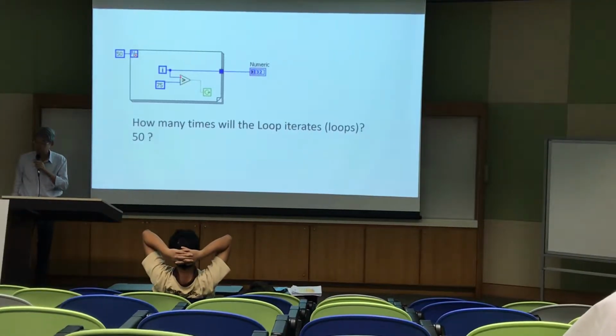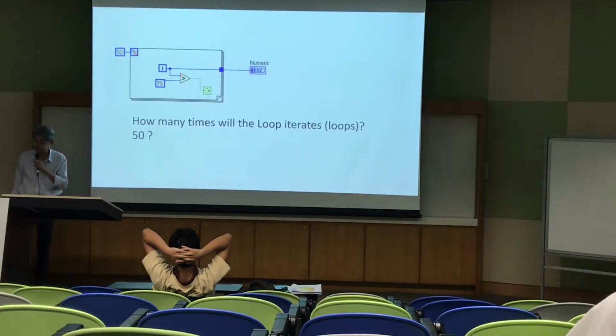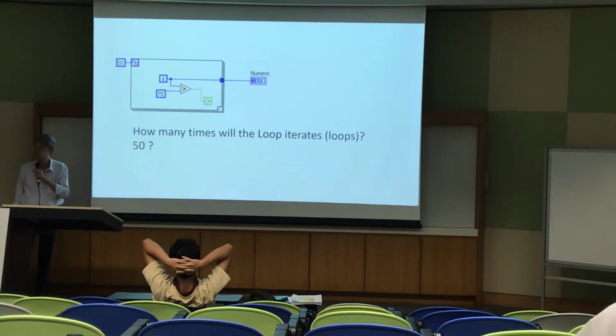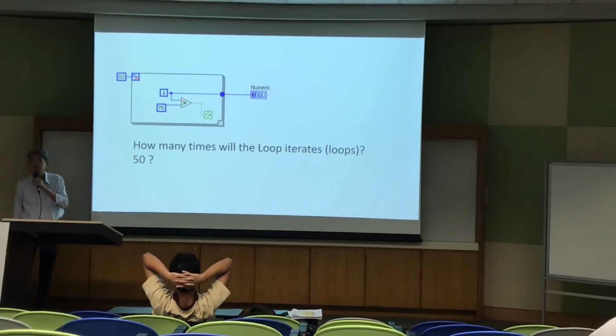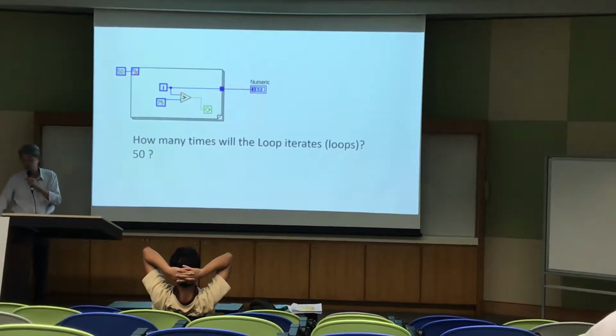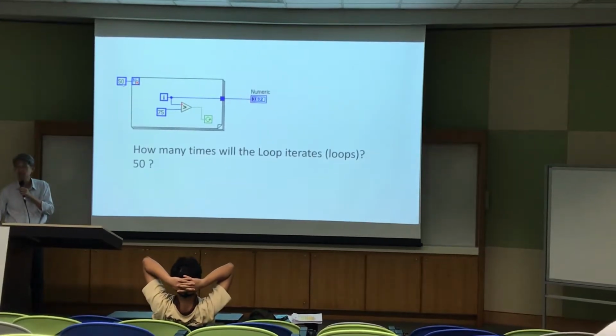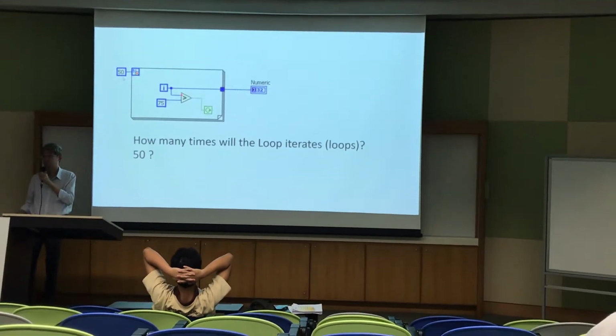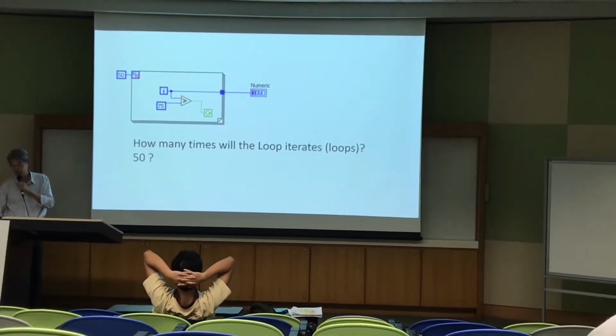How many times will this loop iterate? 50? These are the things that you need to understand. It's a for loop. The for loop says the n is 50. So straight away you think it's 50. You have to look a bit further. You look at the code itself.